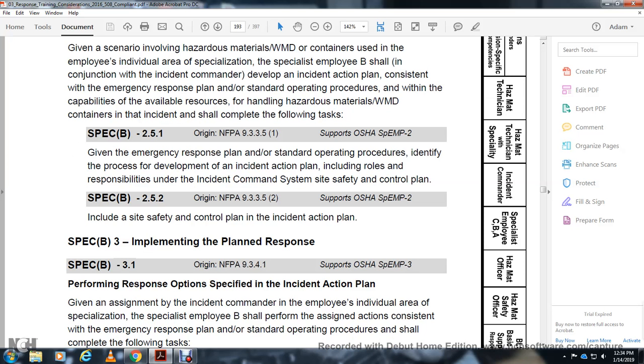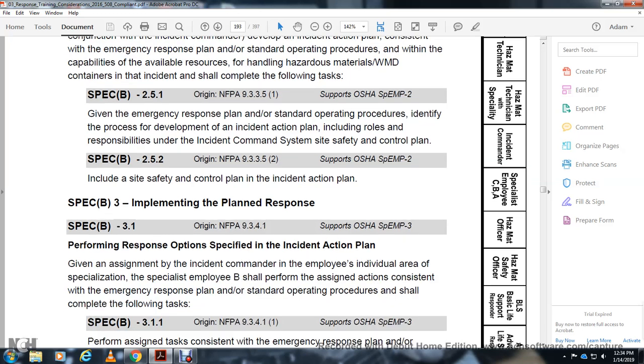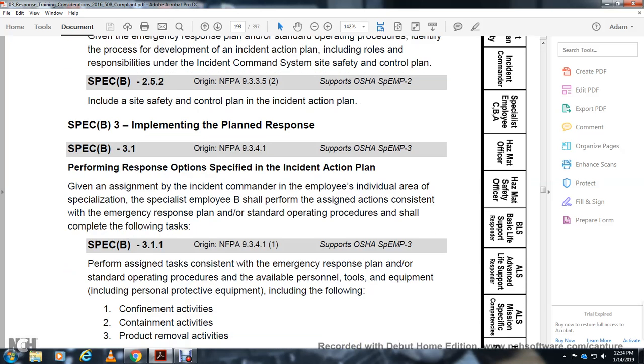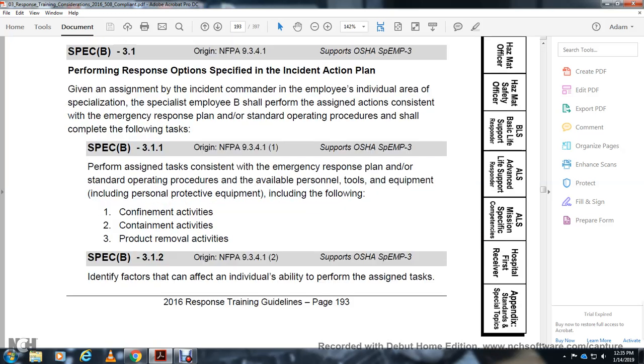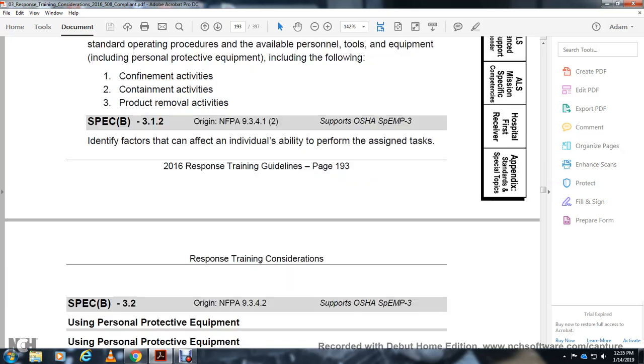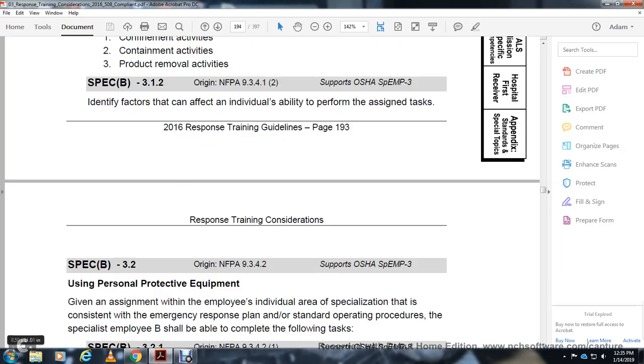Perform the response options specified by the incident action plan. With the assessment from the incident command, the employee in the individual area of specialization, specialist employee B, shall perform the actions considered in the emergency response standard operating procedure and complete the following tasks. Perform the assigned tasks consistent with the emergency response plan and standard operating procedure available, with personnel, tools, and equipment, including personal protective equipment, covering confinement activities, containment activities, product removal activities, and other factors that can affect the individual's ability to perform the assigned tasks.